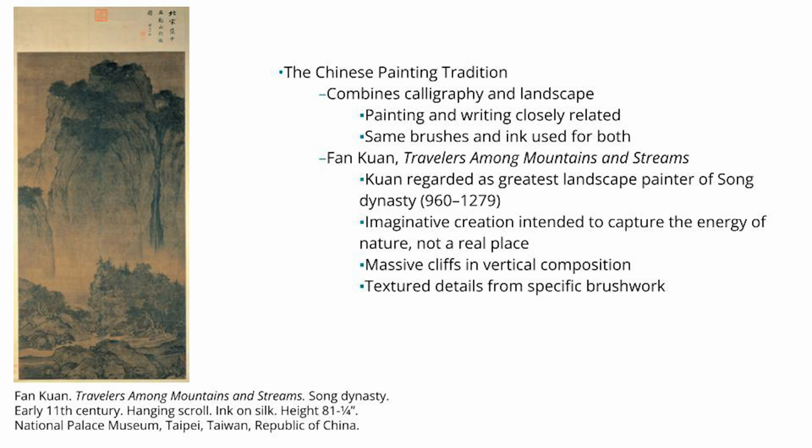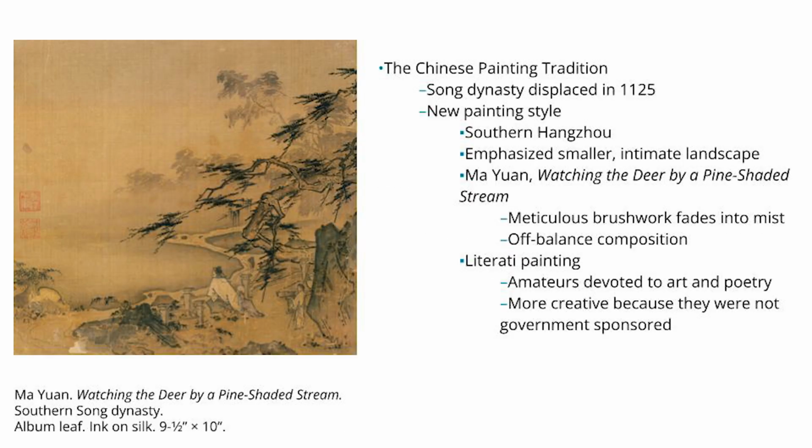Now, still in the Chinese painting tradition, the Song Dynasty was displaced in the year 1125, and was replaced also with a new painting style called the Southern Hangzhou. My apologies again if I mispronounce anything here. And this emphasized smaller, more intimate landscapes, such as Washing the Deer by a Pine-Shaded Stream by Ma Yan, which has meticulous brushwork in the foreground, but it fades into mist in the background.